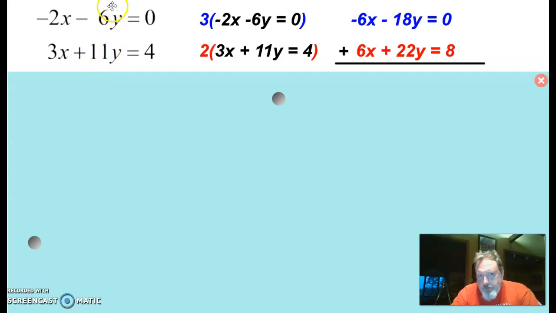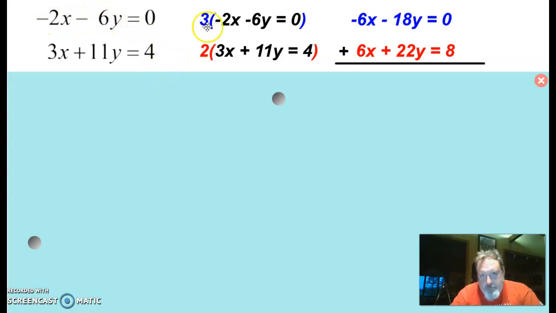Now you have the option, you can get rid of the y's or you can get rid of the x's. I'm going to choose the x's here because I'm going to multiply by smaller numbers. So I'm really going to multiply this equation by 3, which is the x number here, and I'm going to multiply the bottom equation by 2. And so when I do that, I'm going to end up getting opposite x values so that they'll cancel out.